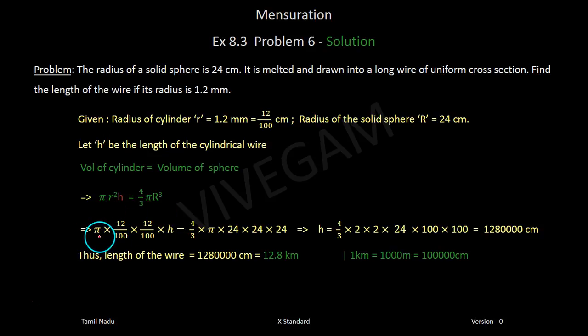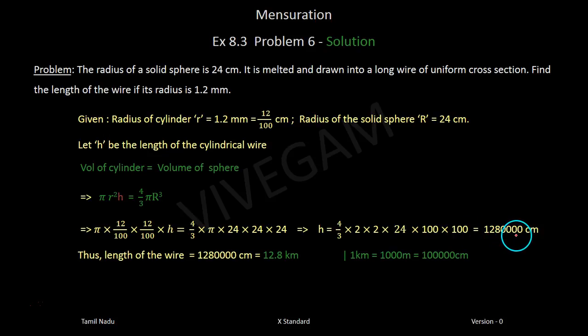So putting all these values, you will get pi into 12 by 100, 12 by 100 into h, which we don't know, that is what we need to calculate, equals 4 by 3 pi into the radius of the sphere, which is 24 into 24 into 24. Pi and pi will get cancelled. Then this 12 and 12 will go here 2 times. So height will be 4 by 3, which we keep as it is, 2 into 2, and 24 which is left out, and this 100 which is dividing here will come up as 100 into 100. On multiplication we get this big number.